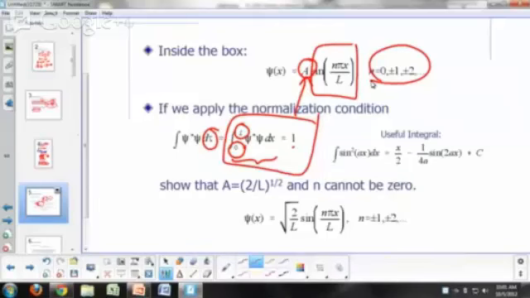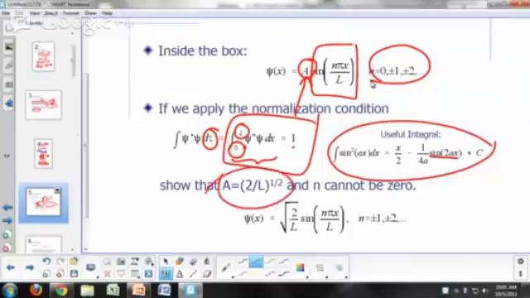At this point, a useful integral that you could use to solve for A is this one right here. The integral of sine squared ax dx is equal to x over 2 minus 1 over 4a times sine 2ax plus an integration constant. If you apply that, you should be able to show that A is equal to the square root of 2 over L.